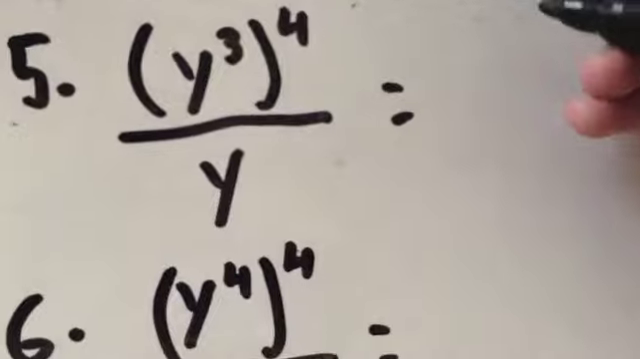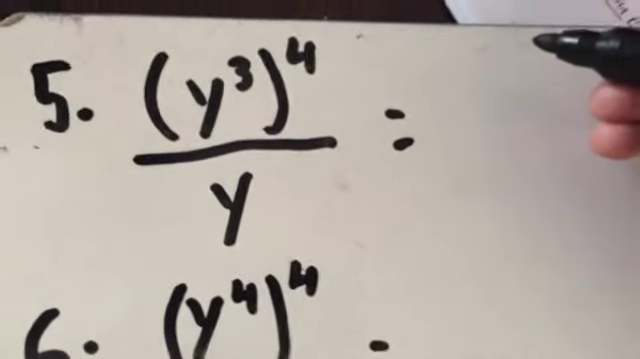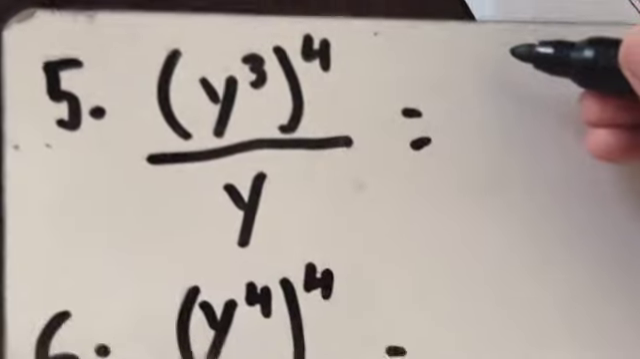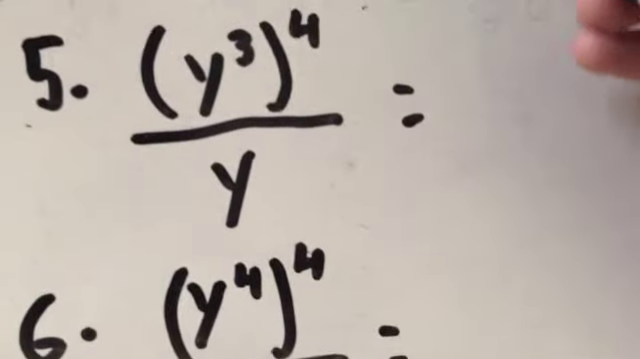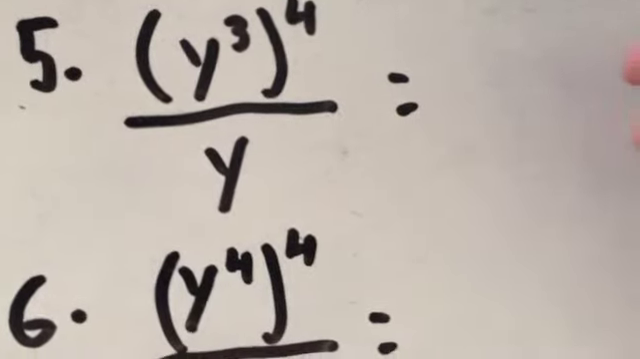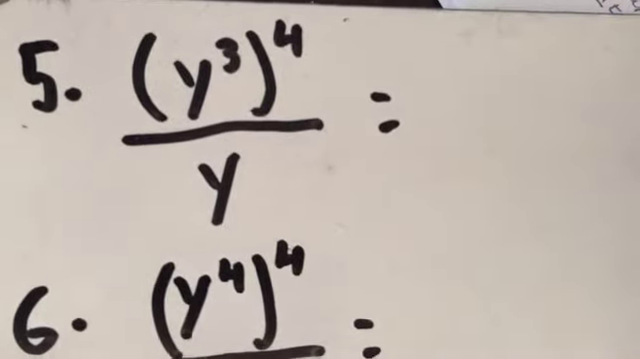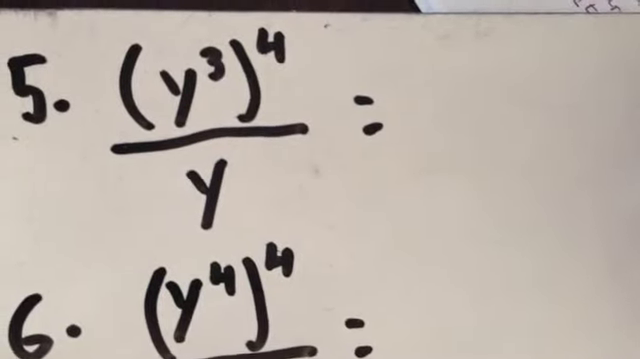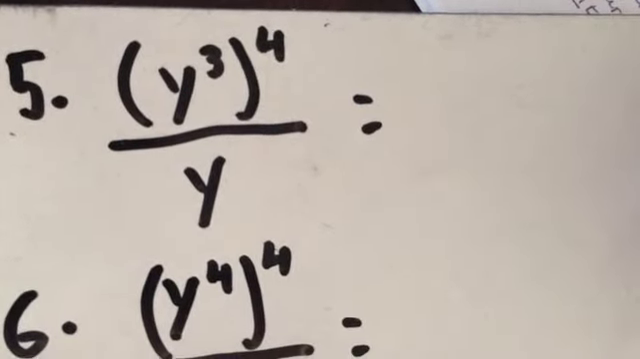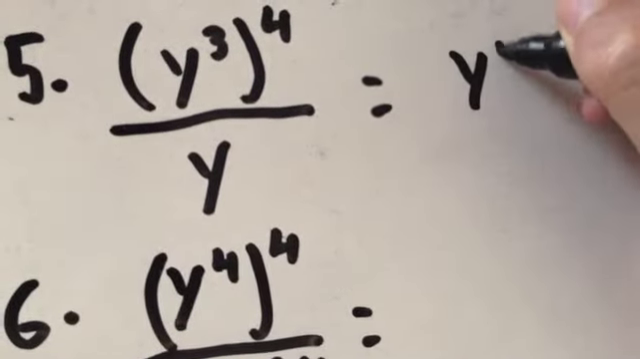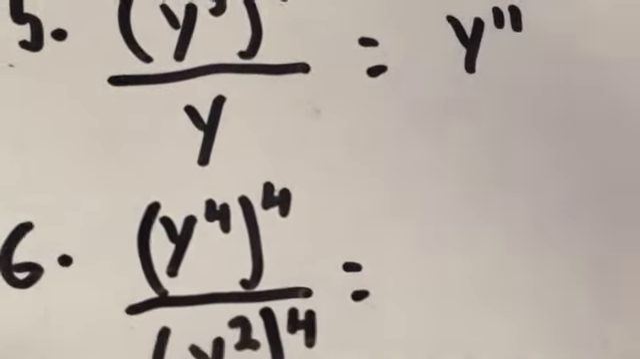Continuing on with the questions here, we have y to the power of 3 bracket to the power of 4 over y. So first we'll tackle the numerator. So you just multiply 3 times 4, which gives us 12, so y to the power of 12 divided by y to the power of 1 will give us y to the power of 11.